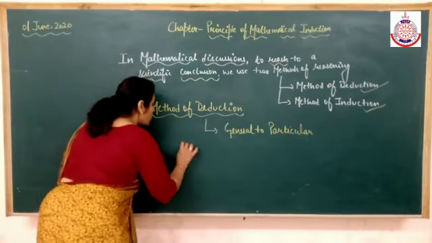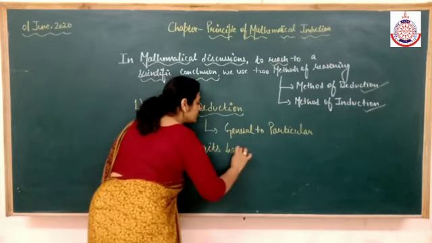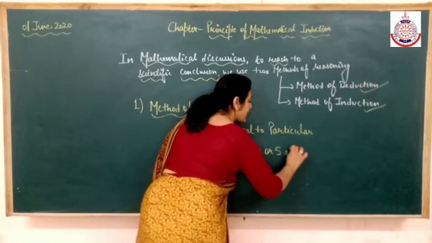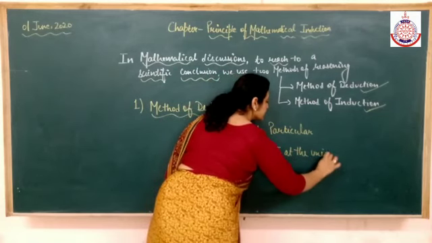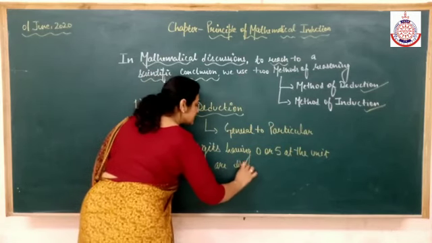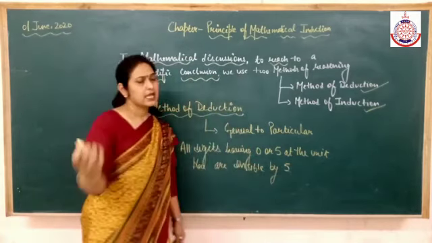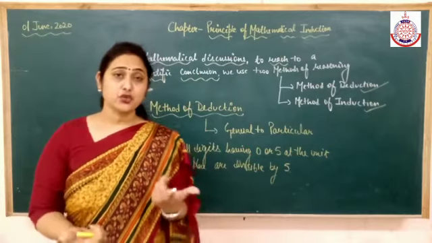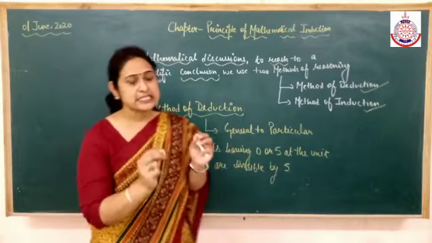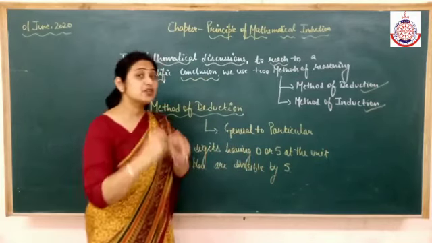Say we say all the numbers having 0 or 5 at the unit place are divisible by 5. Clear? It means this is a general result. All the numbers having 0 or 5 at the unit place are divisible by 5. Now I come to a particular conclusion.